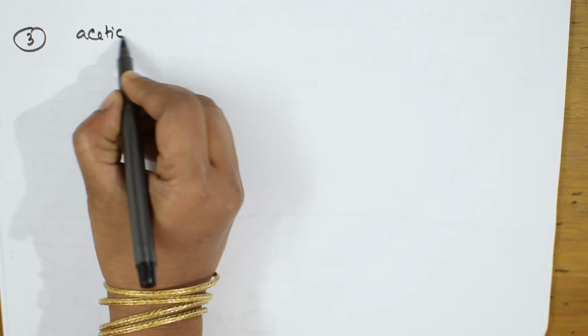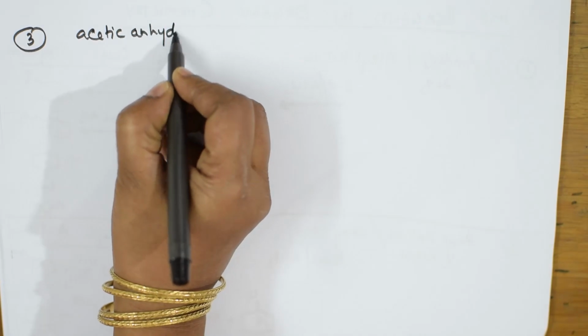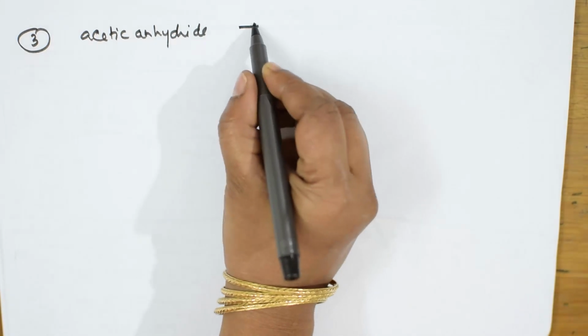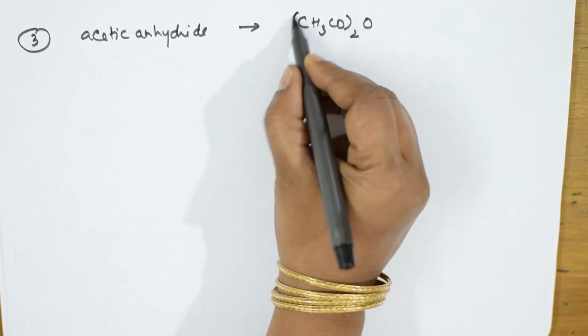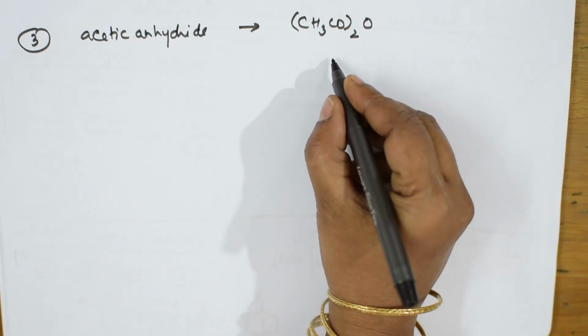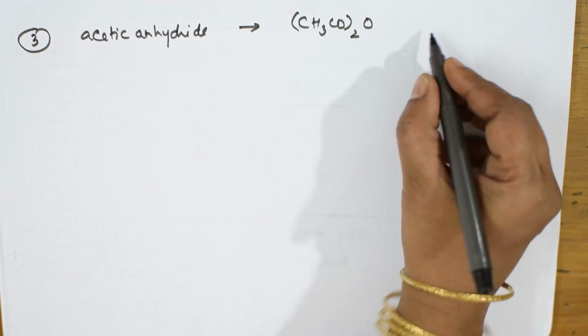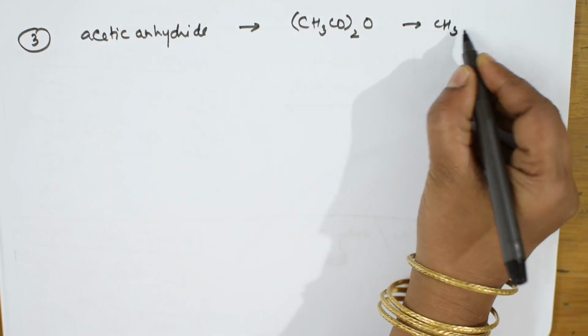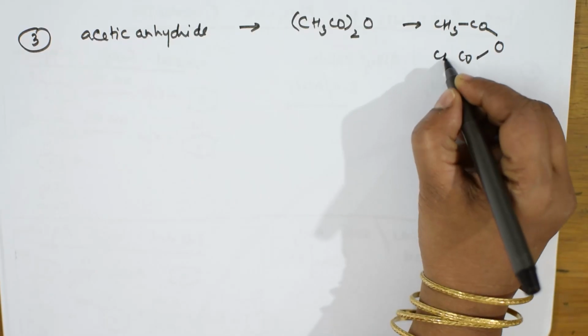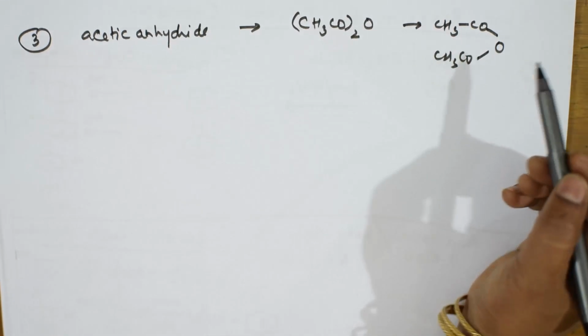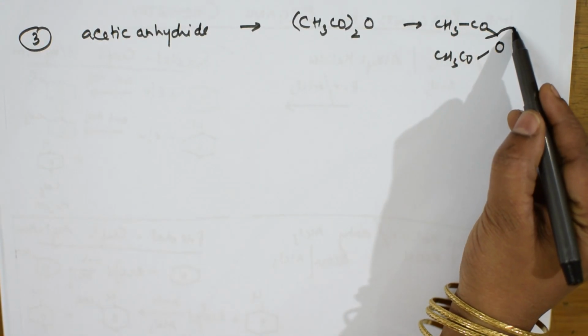So acetic anhydride, how do we write acetic anhydride? Acetic anhydride is nothing but CH3CO taken twice. This is acetic anhydride. You are going to just see here how it is written. Basically this is CH3CO, you're linking with one more oxygen, CO, CH3, isn't it? This is acetic anhydride, right? So there's a cleavage of the bond here.